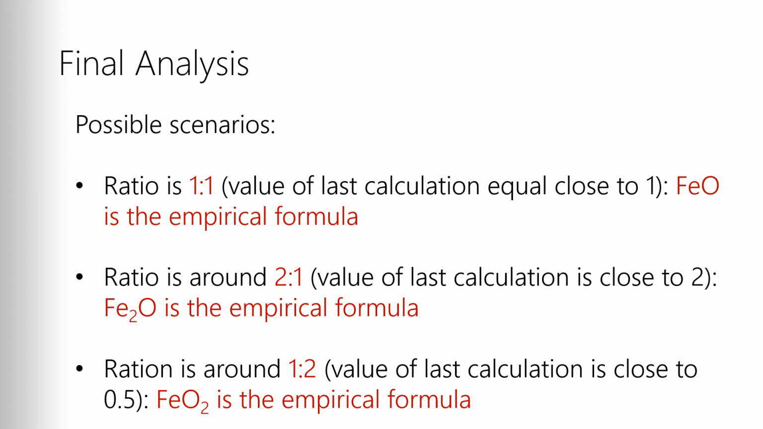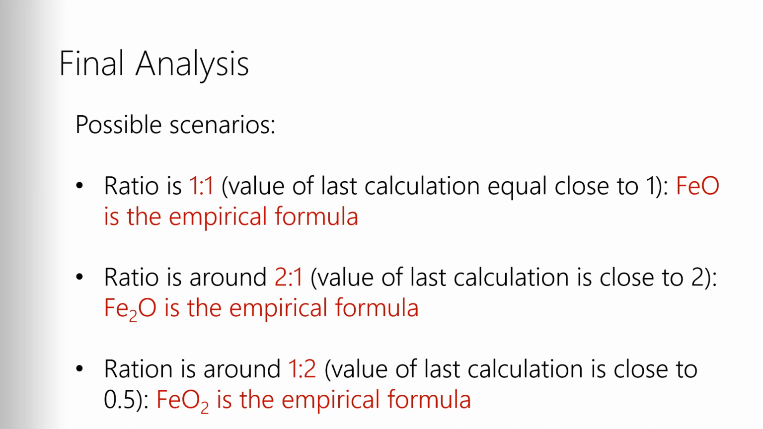So if you do the calculation and the value is 0.95, you're not like, oh my gosh, it's off. That's 1. So if your value is close to 1, and that's what you're really choosing, is it close to 1, 2, or 0.5. If your value is close to 1, then that means your empirical ratio is 1 to 1. So for every oxygen, there is 1 iron. So your empirical formula would be FeO, so it would be iron(II) oxide.